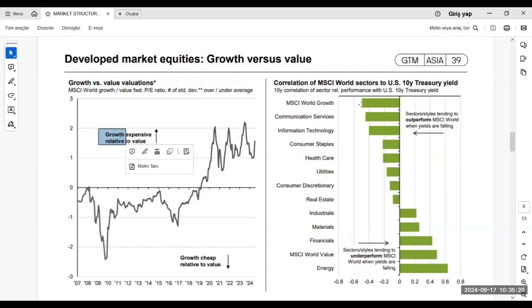And secondly, let's focus on the Morgan Stanley Composite Index, the MSCI World Index. This is the correlation of MSCI World sectors to the 10-year US Treasury yield. And here, as you see, we have lots of different sectors.